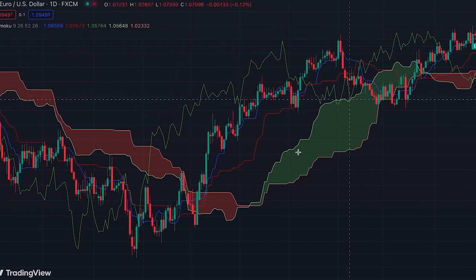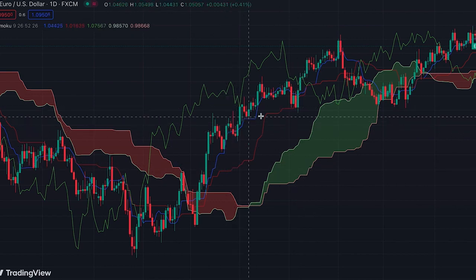If you remember, the leading span A moves faster and closer to the price action compared to the leading span B, this red line. So when leading span A, the green line, is above the leading span B, the cloud is green and the green line is rising and moving further away from the red line. It shows that the upside momentum is increasing and the uptrend is gaining strength.